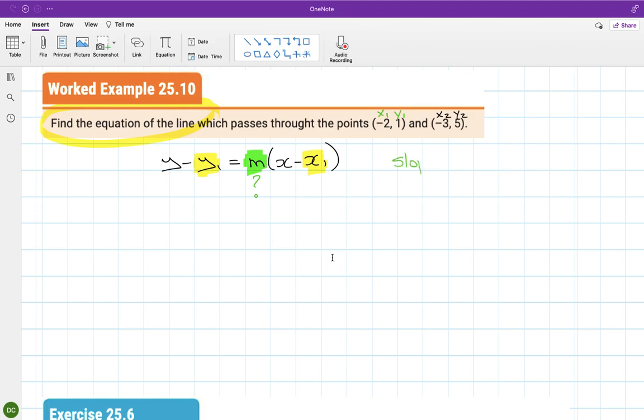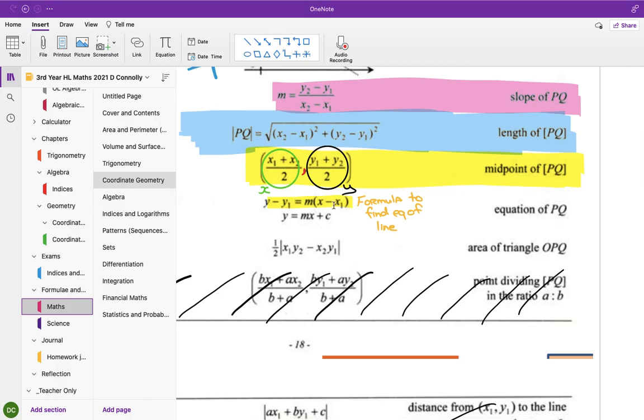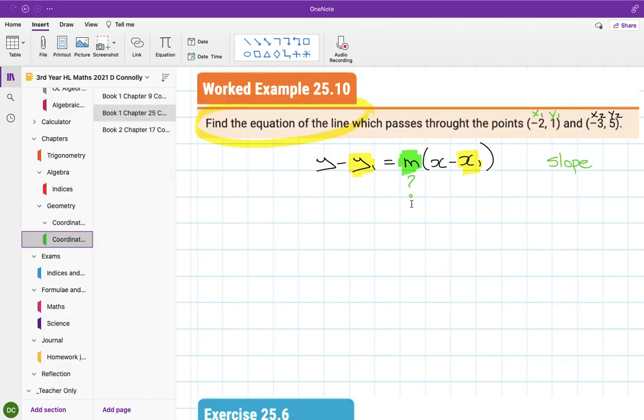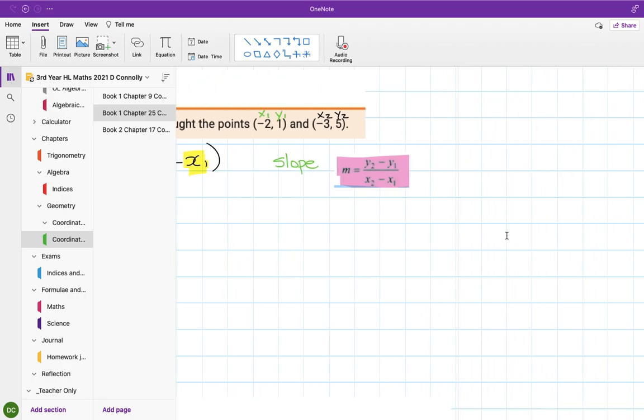So if we go in here, do we have a formula for slope? Look, here's the slope formula. I'll clip it in. Okay, so there's my slope formula, and I have the points just up above. Starting off with y2, that's 5. The minus from the formula. y1 is 1. x2 is minus 3. The minus from the formula. And x1 is minus 2.